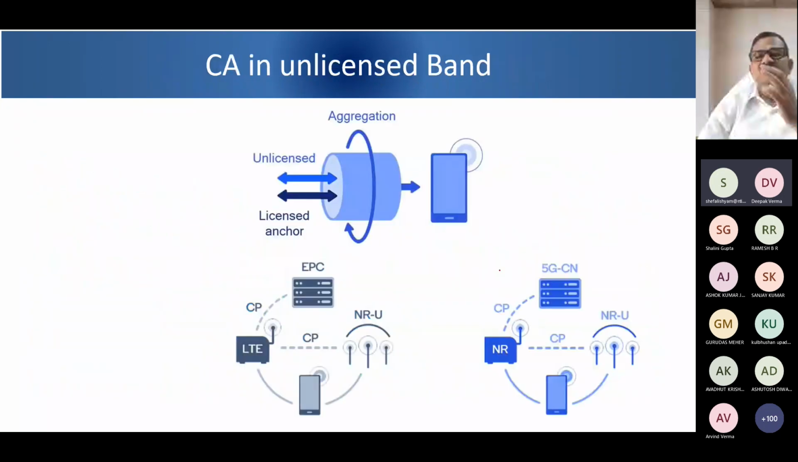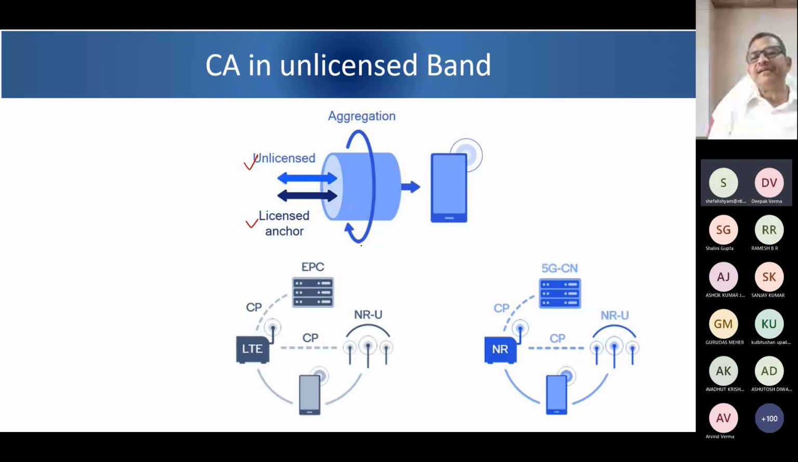Now there is a concept of carrier aggregation using the unlicensed band, right? So what we're talking about is that one carrier we have is licensed, which is allocated by the licensor, say DOT in India. Another is the unlicensed band, the free band which anyone can use. This can also be aggregated.